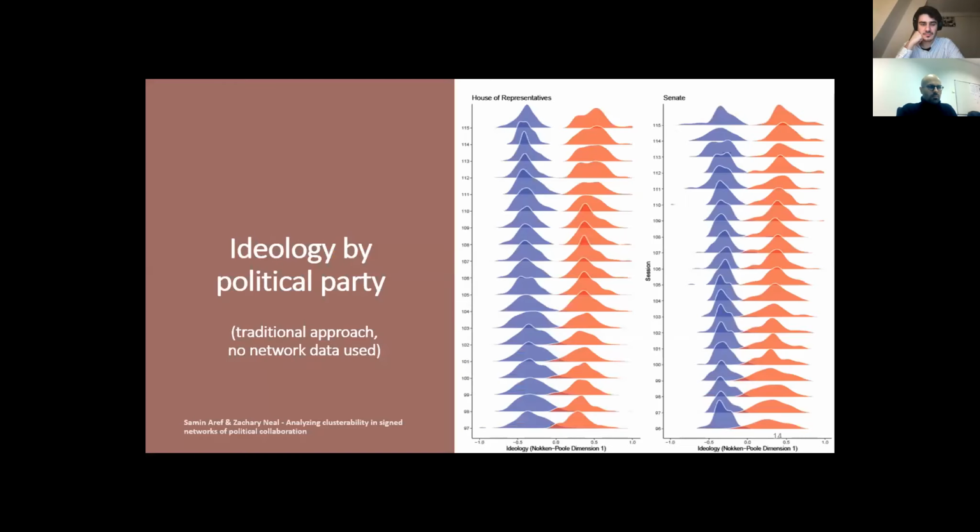In this slide, you see ideology reported by political party. This is the traditional approach used in political science and does not rely on any network data. As you might expect, the Democrats, marked by blue, generally have a left-leaning ideology, while the Republicans, marked in red, generally have a right-leaning ideology.